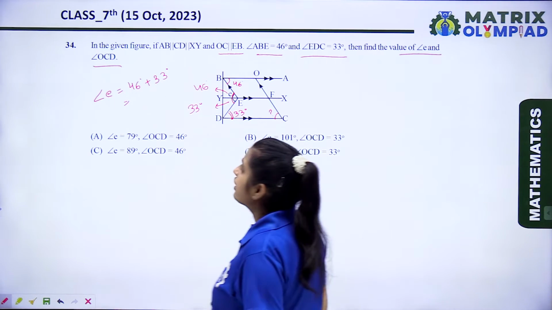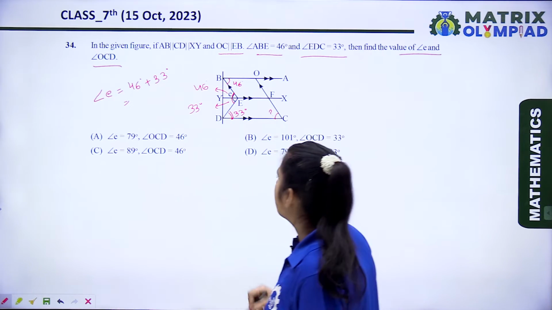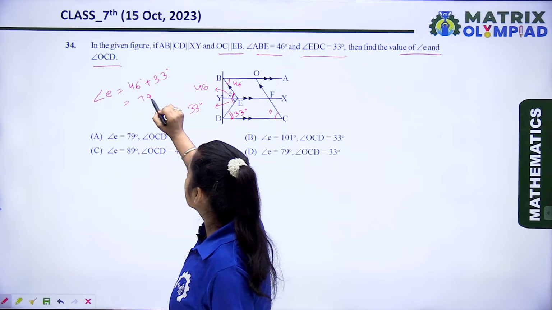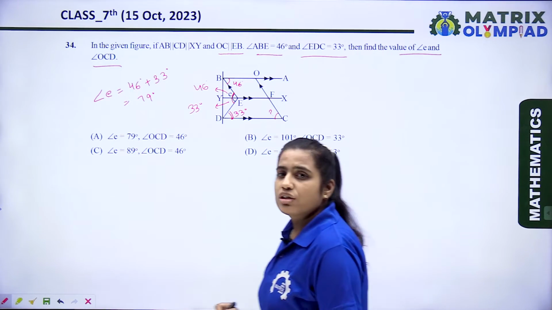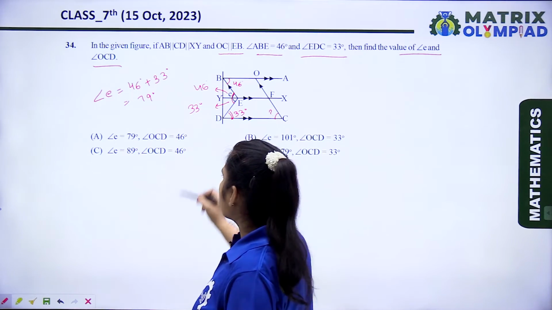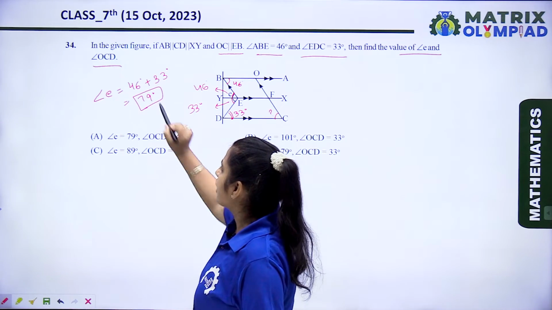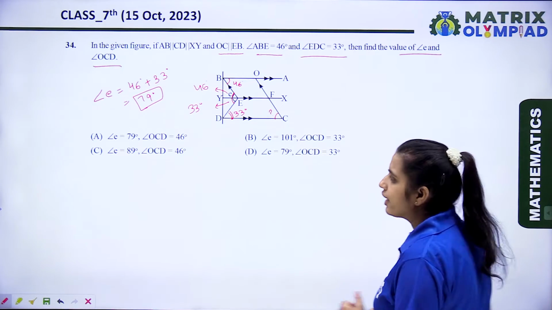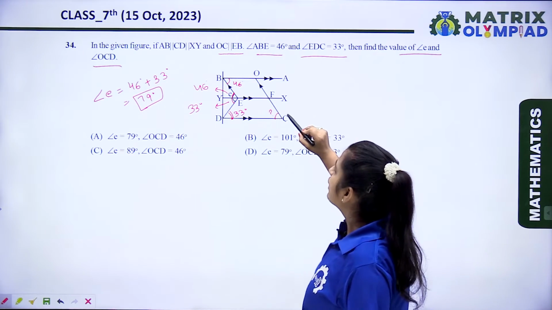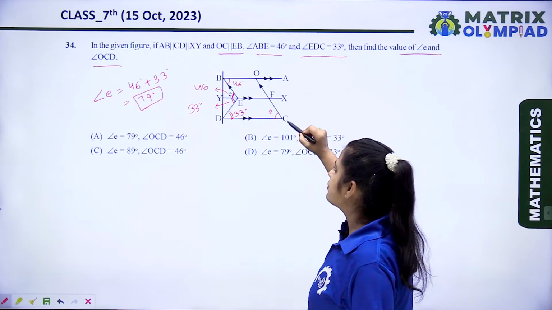So 46 degree plus 33 degree is 79 degree. So we got the value of angle E, that is 79. Now let's move on to the next angle. Here we have to find out angle FCD.